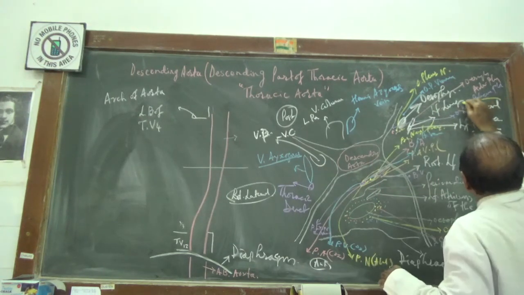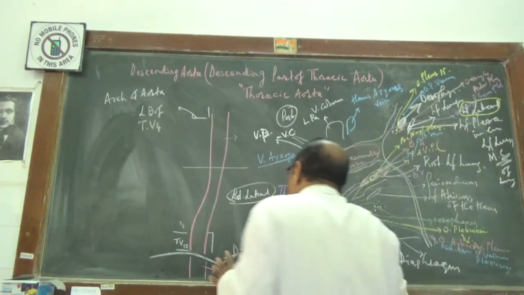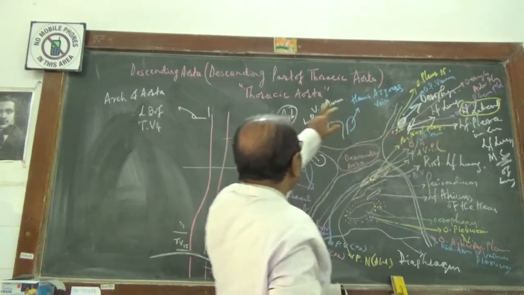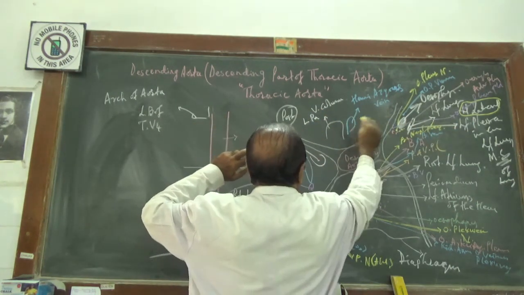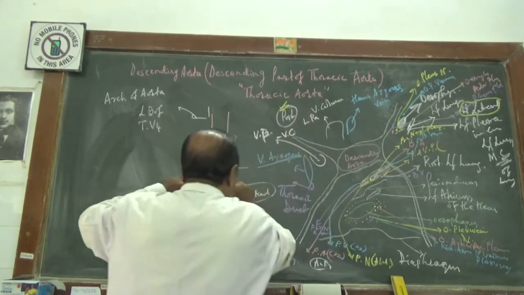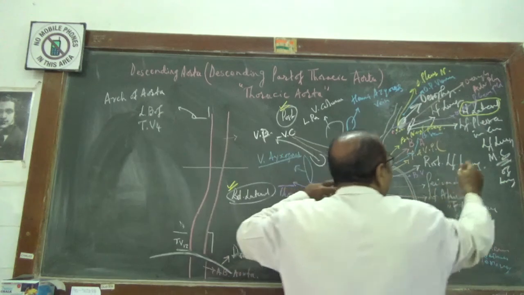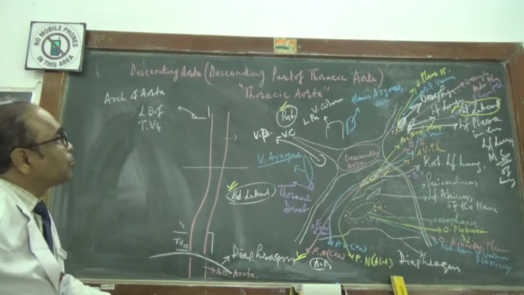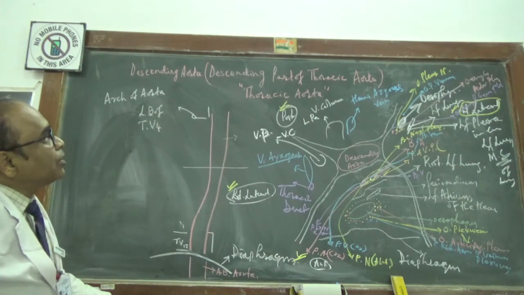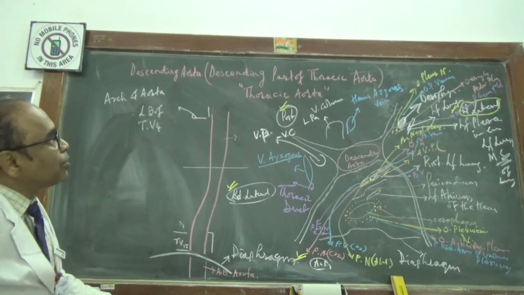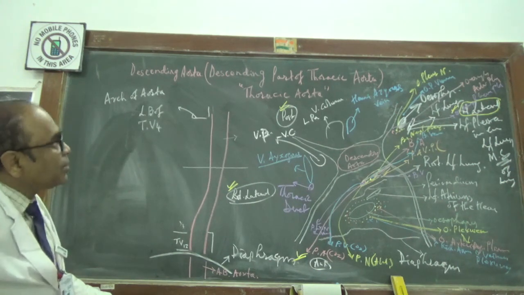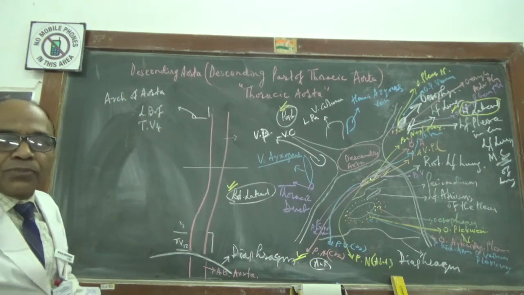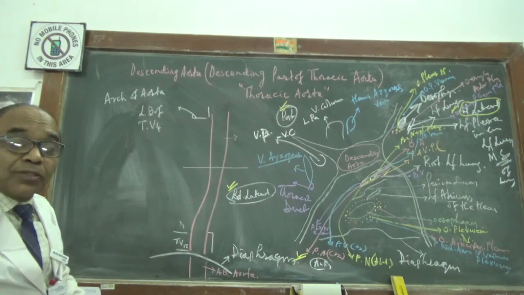So you have to remember four relations. One is right laterally, anteriorly, left laterally, and then posterior. So these are the relations that you have to talk about in connection with the descending part of the thoracic aorta. The descending part of the thoracic aorta is also said to be the thoracic aorta. Even that is another name for it, descending aorta. All have the same meaning, depending upon its position.